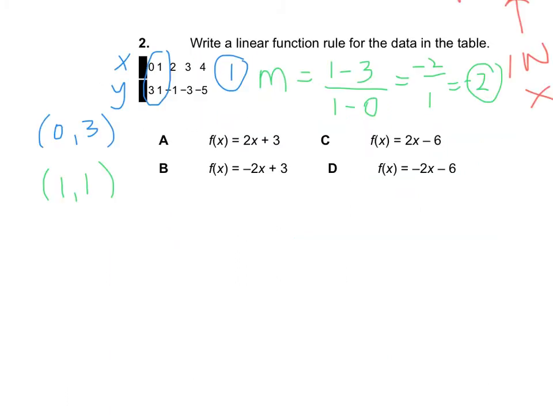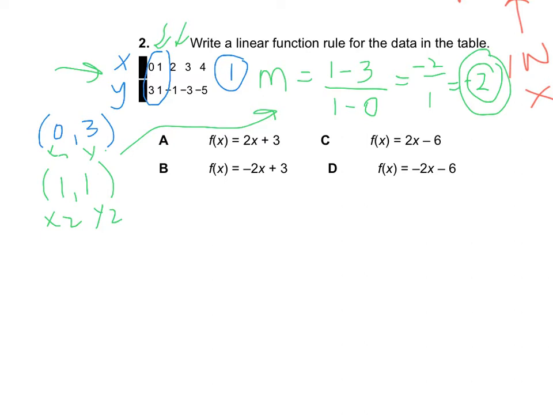So the first step is to write a function. We look at our table, we need 2 ordered pairs. So I just picked these 2 ordered pairs, 0, 3, and 1, 1. So we can label as x1, y1, x2, y2. We plug into the equation for slope. We find out that our slope is -2.